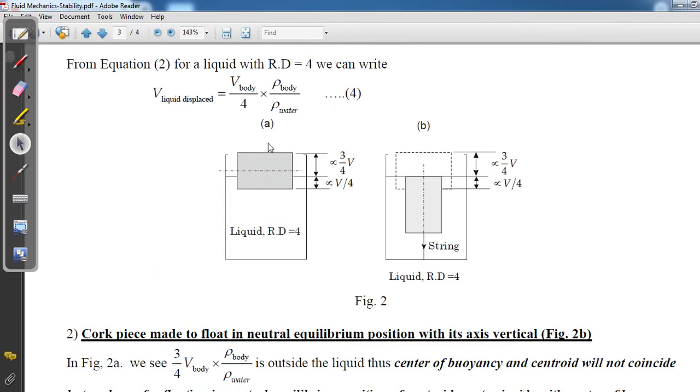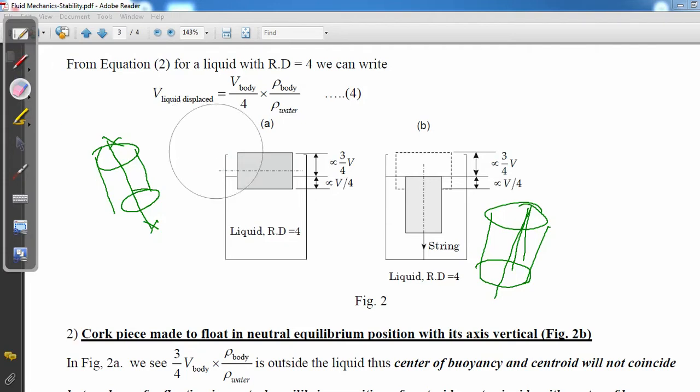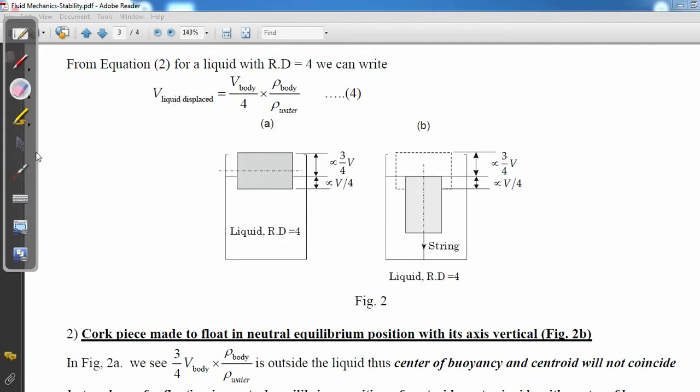Initially it is floating with its axis horizontal. This is the cylindrical piece, and its axis is this xx. So it is in the horizontal direction, and in the final position it is in the vertical direction. So it is saying that initially when it is floating, some part of the volume will be in the liquid and some part will be above the liquid. That's why it is floating.